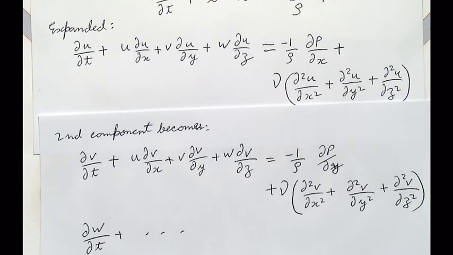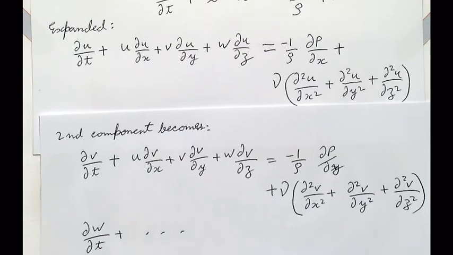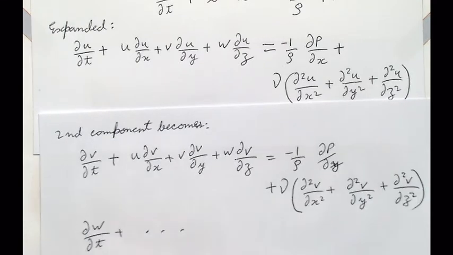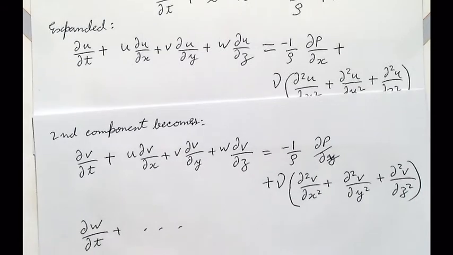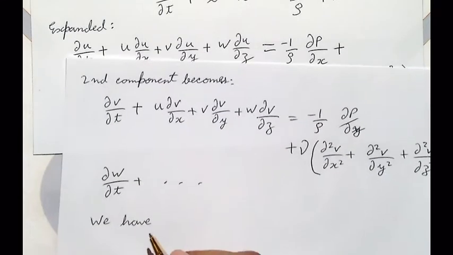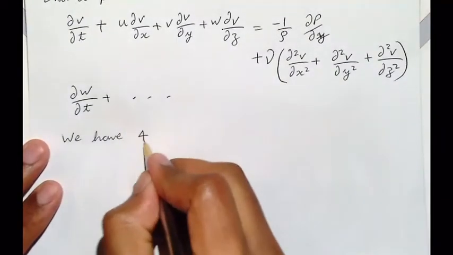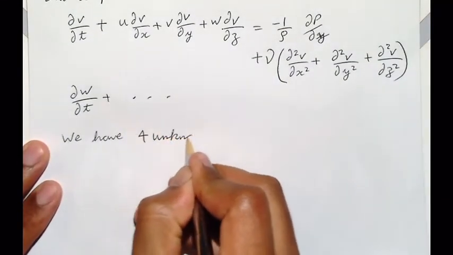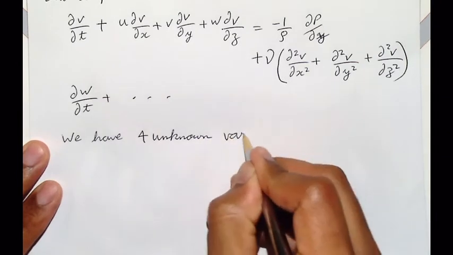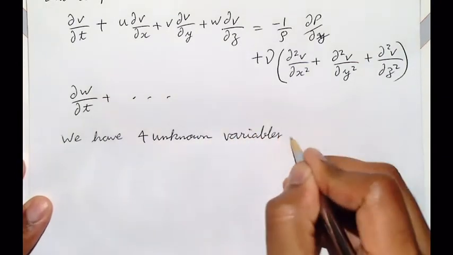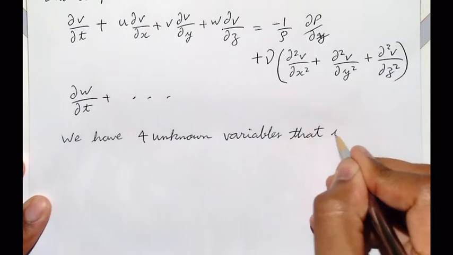Four variables. We have four unknowns that we are trying to solve for. What are the four? U, V, W, and T. Time. U, V, W. Okay, so we have four unknowns. It depends, I think. We'll look at that. Four unknown variables that we must solve for.